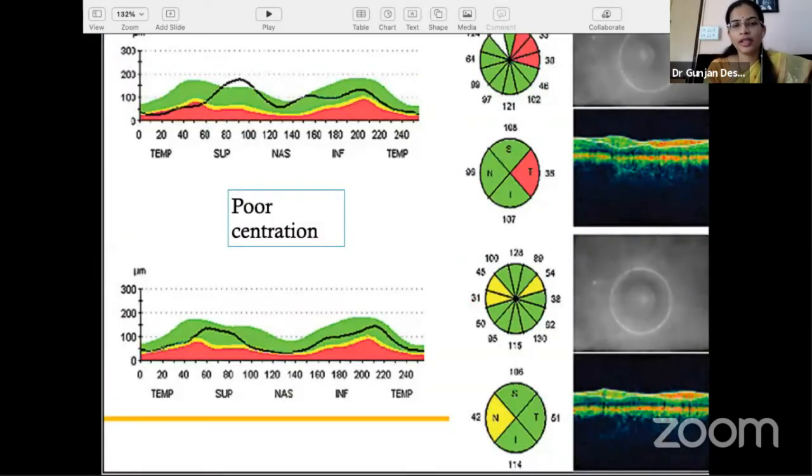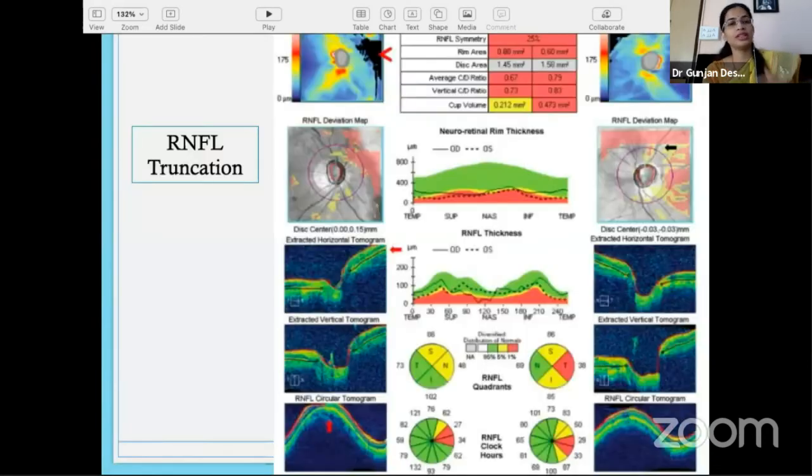The next important part, as was said, was poor centration. If we can see in this upper part of the printout, the disc is decentered, and as a result, we see a very large temporal defect. Now, in the lower part of the photograph, when we see that the disc is centered, the temporal defect goes away. This is only due to poor centration.